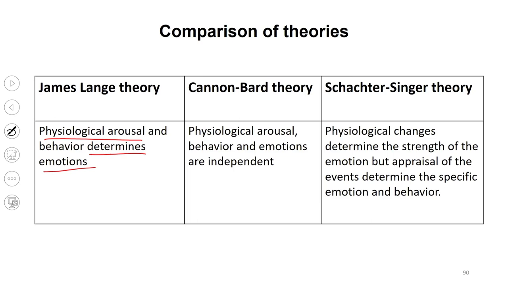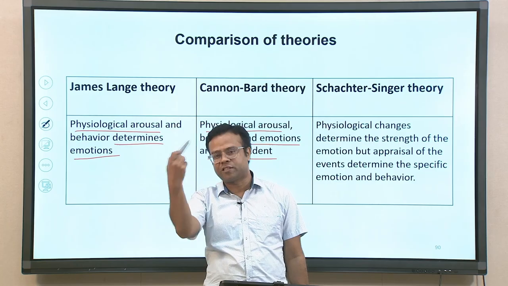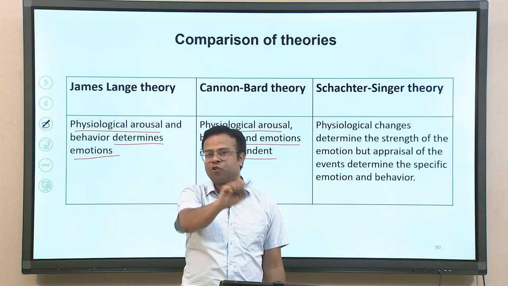The Cannon-Bard theory says physiological arousal, behavior, and emotions are independent. He said you perceive an event, then physiological arousal and emotion happen simultaneously. Not as in the James-Lange theory, first physiological arousal, then emotion. In this theory, physiological arousal and emotion happen simultaneously and independently. One is not causing the other.